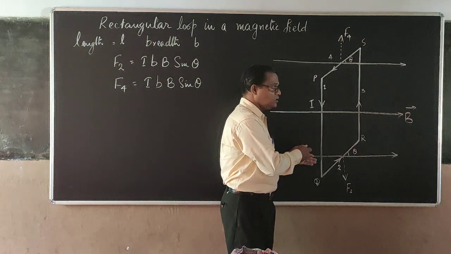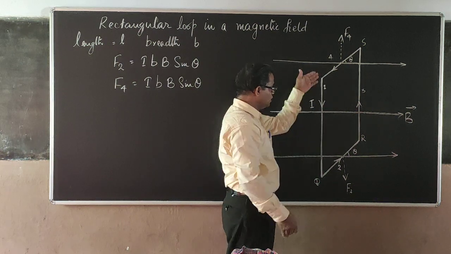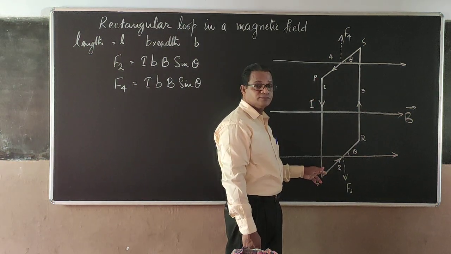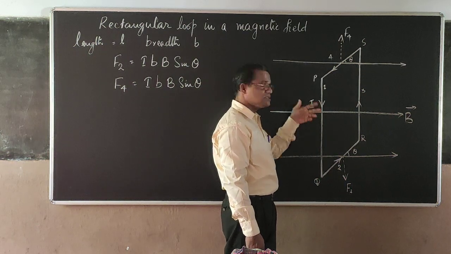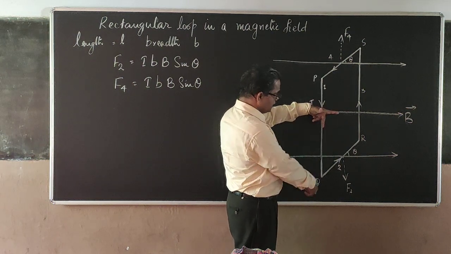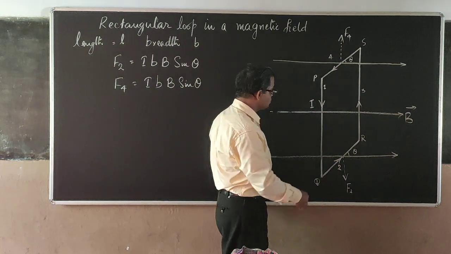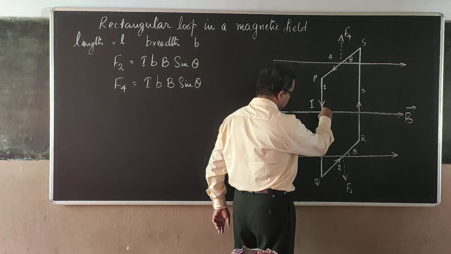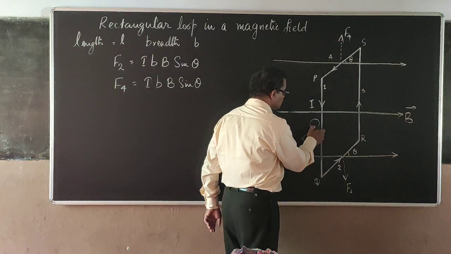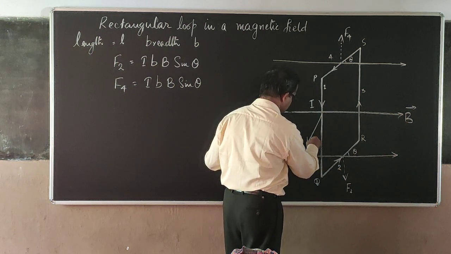Now let us concentrate on side PQ. The magnetic field is along this way, PQ comes vertically in the magnetic field, and the current is flowing downward. The field is along this direction, current vertically downward, and the force will be towards you. So I can draw the force towards you like this, F1.